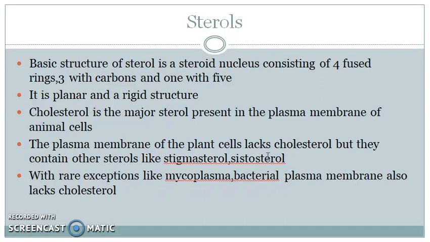So we learned today about the phospholipids, the glycolipids and the sterols. So we'll continue with the lessons.